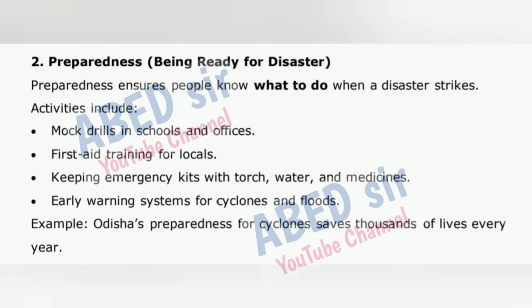2. Preparedness, being ready for disaster. Preparedness ensures people know what to do when a disaster strikes. Activities include mock drills in schools and offices, first aid training for locals, keeping emergency kits with torch, water, and medicines, early warning systems for cyclones and floods. Example, Odisha's preparedness for cyclones saves thousands of lives every year.